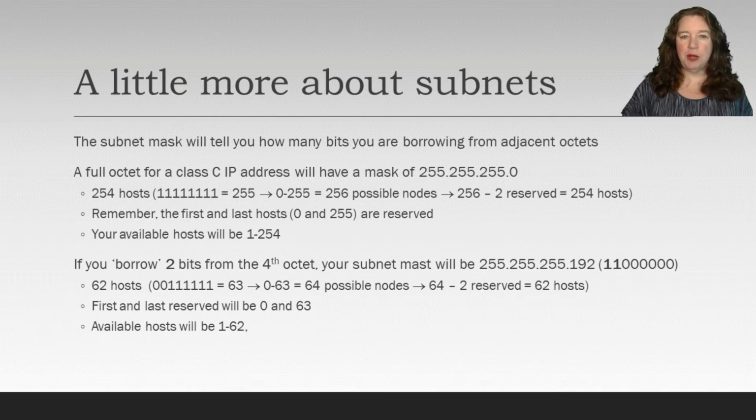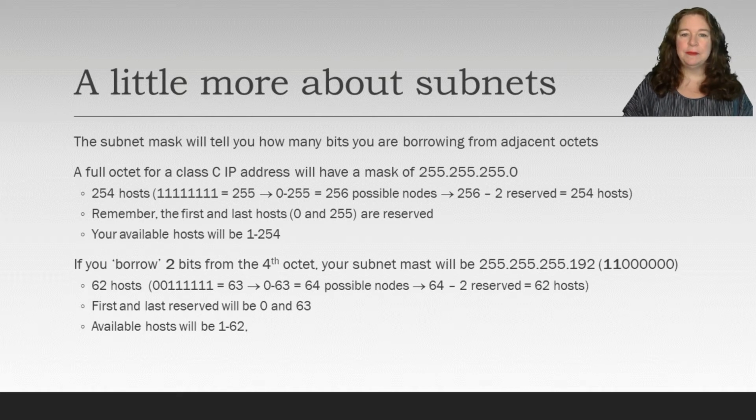Figuring out how to get those possible nodes: taking your subnet mask, seeing what bits you borrowed, what the remaining node address is, and then figuring out how many possible nodes we had in there. First and last, 0 and 63, are going to be reserved, and our available hosts are going to be 1 through 62.